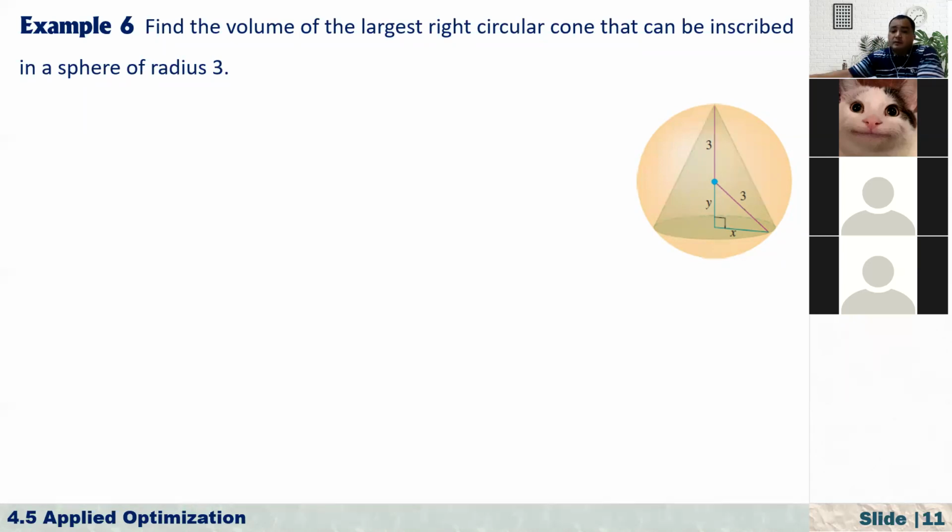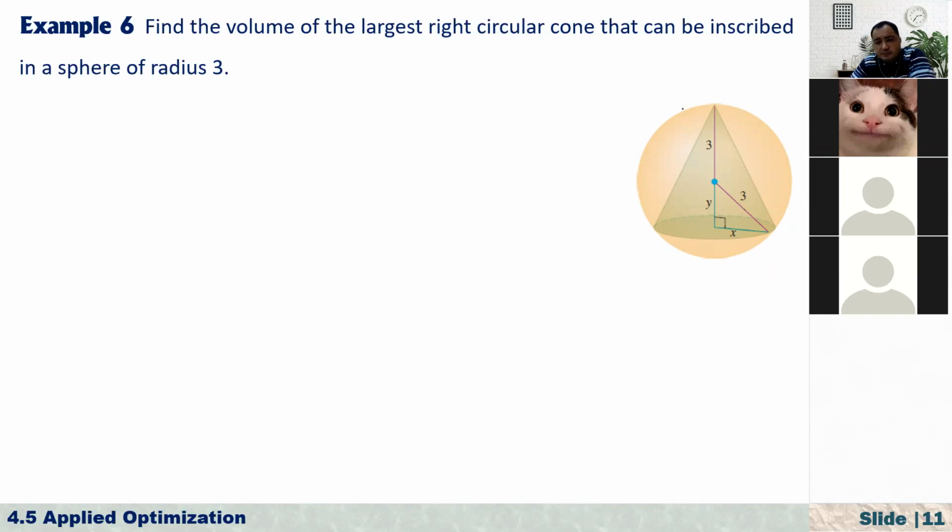So it says to find the volume of the largest right circular cone that can be inscribed in a sphere of radius 3. We are given a sphere whose radius is 3, and you can just imagine that you are given a wooden piece, and we cut out a cone from this wooden piece. We want our cone to have the largest volume. At the time, what must be the dimensions of this cone?